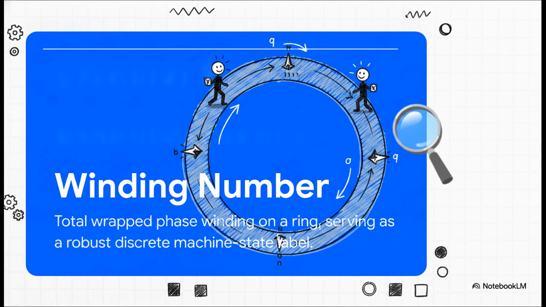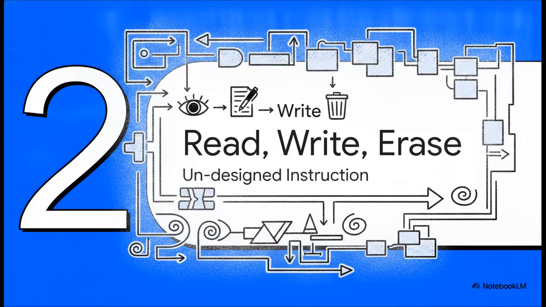And that is exactly why this topological invariant is a perfect, totally robust discrete machine state label. It completely survives noise in the physical fabric, giving us a highly reliable way to label the machine state with just a simple integer.